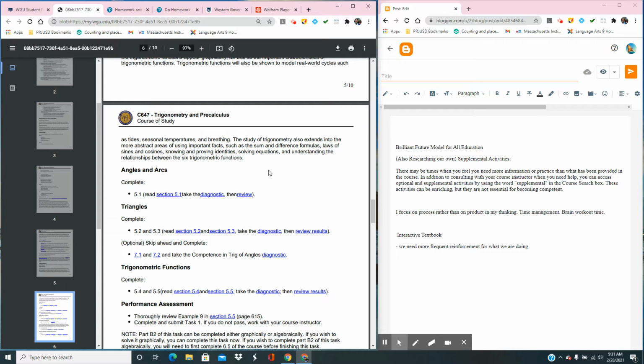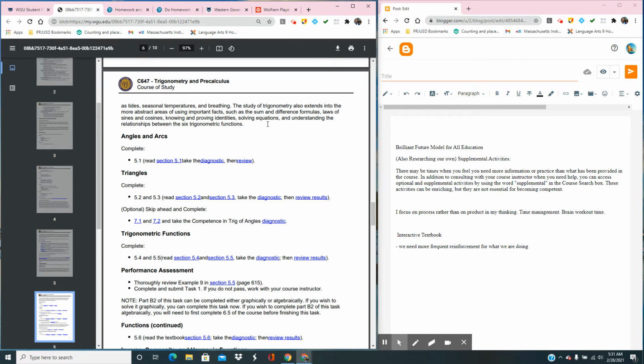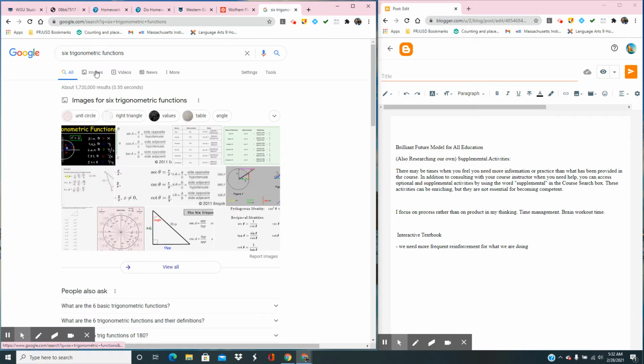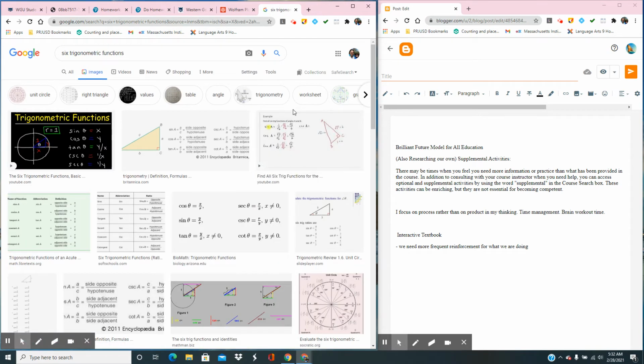Breathing. Okay. The study of trigonometry also extends into the more abstract areas of using important facts such as the sum and difference formulas, laws of sines and cosines, knowing and proving identities, solving equations, and understanding the relationship between the 6 trigonometric functions. There are those 6 trigonometric functions again. Okay. Saw that yesterday. I put that in my notes. That was a key thing to memorize. So let me pull that up in Google Images over here. Let's see what I got here.